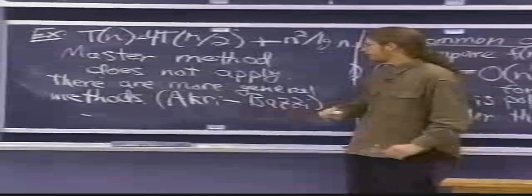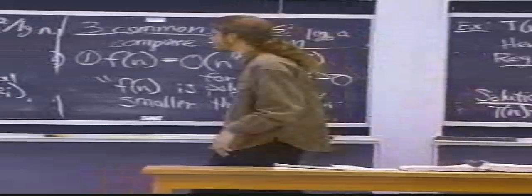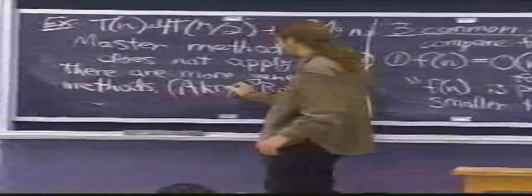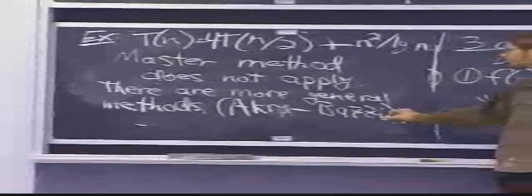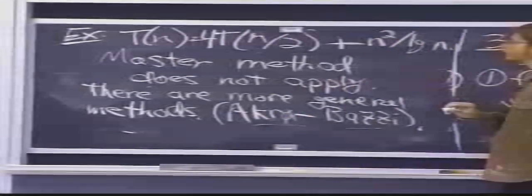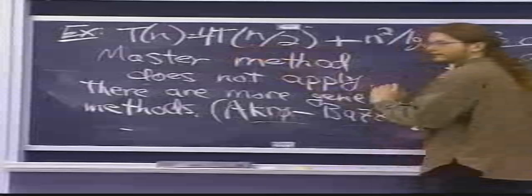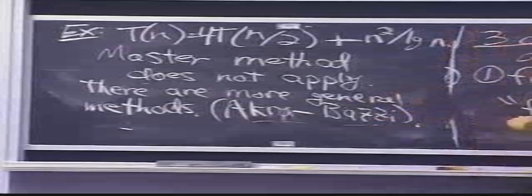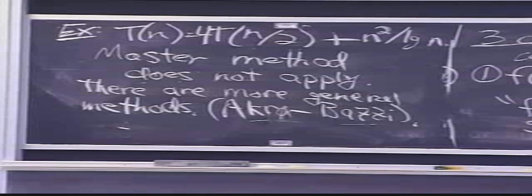There are many forms of Akra-Bazzi. Did I misspell Akra? Yes, this should be Akra with two A's. Some of them cover this. Some of them allow you, instead of splitting into problems of exactly the same size, to have roughly the same size, or slightly differing sizes. But most of the time, the master method is enough. Or you can use the substitution method or whatever.